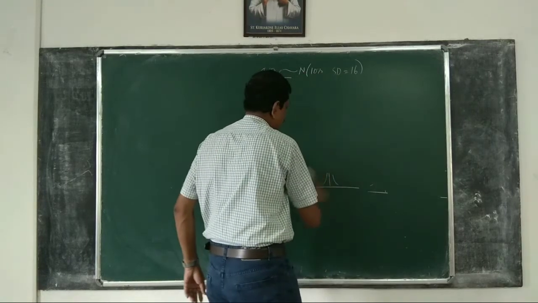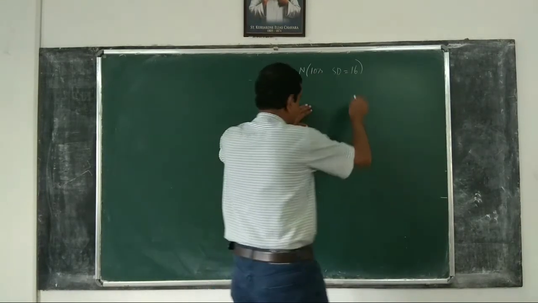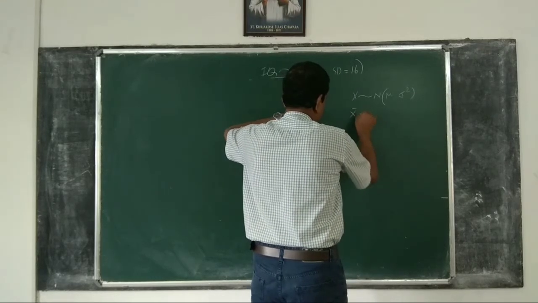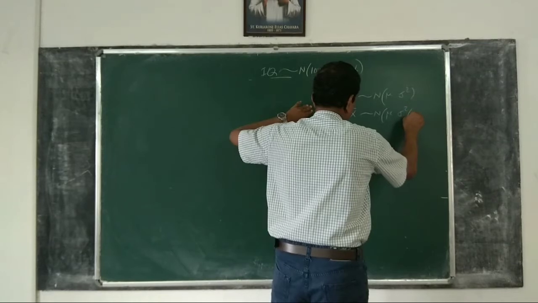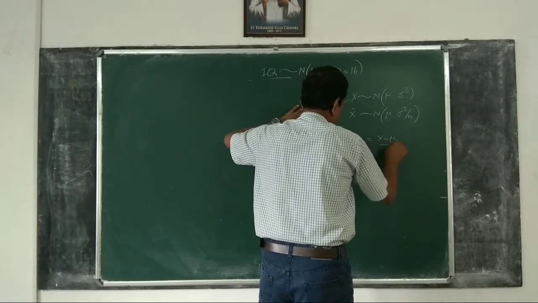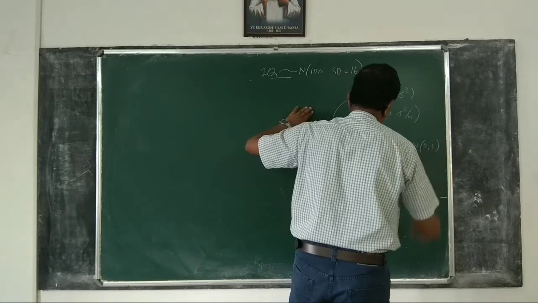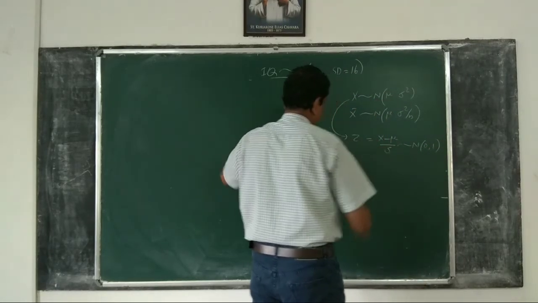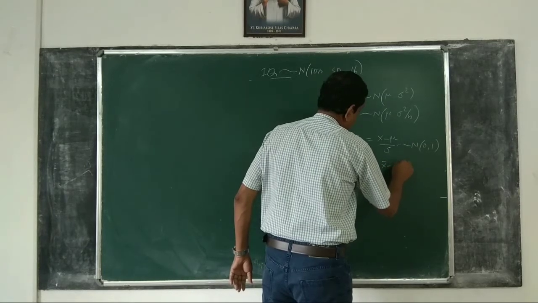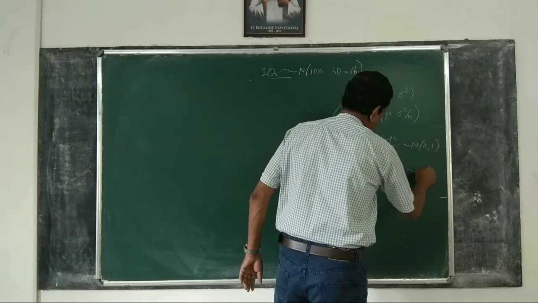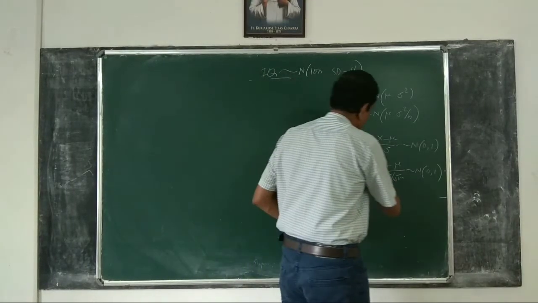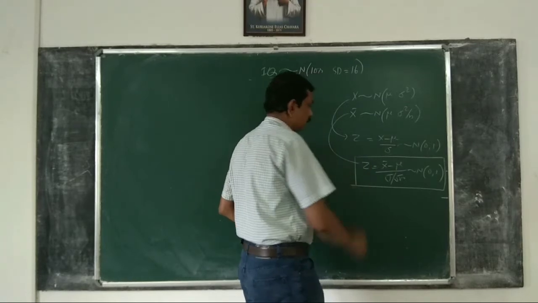Let me conclude with a few notations. If x is distributed as normal with mean mu and variance sigma square, x bar is also normal with mean mu and variance sigma square by n. Then z is equal to x minus mu by sigma, normal with 0 and 1, a standard normal distribution. X is converted into z. You can convert x bar also into z as z is equal to x bar minus mu by sigma by root n, normal with 0 and 1. This is the conversion of x bar into z. And remember this is the formula which we use in hypothesis testing.